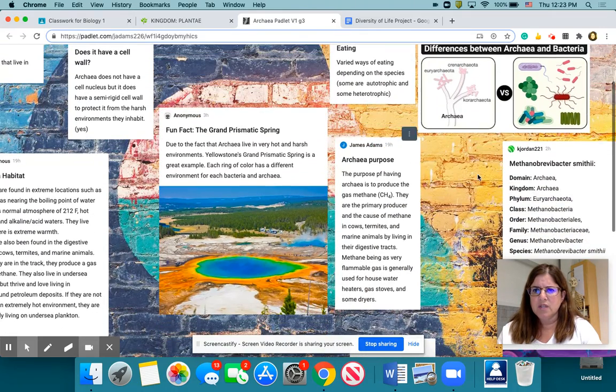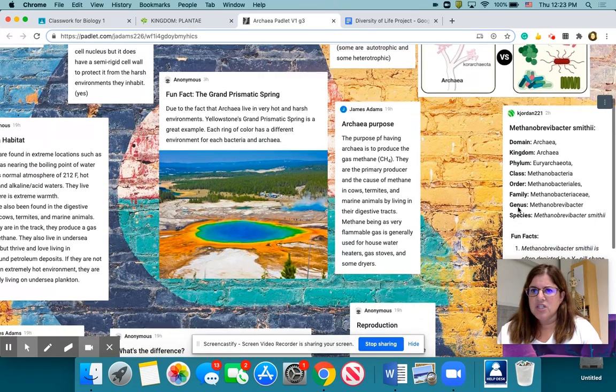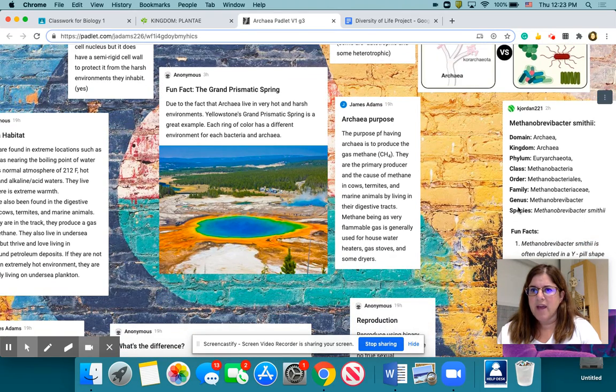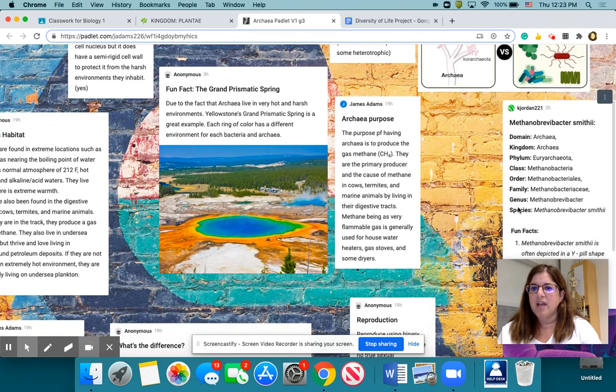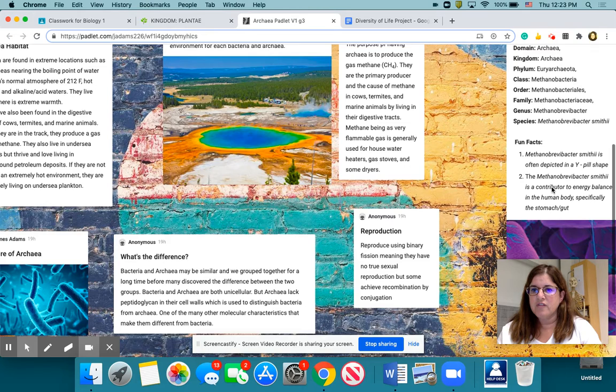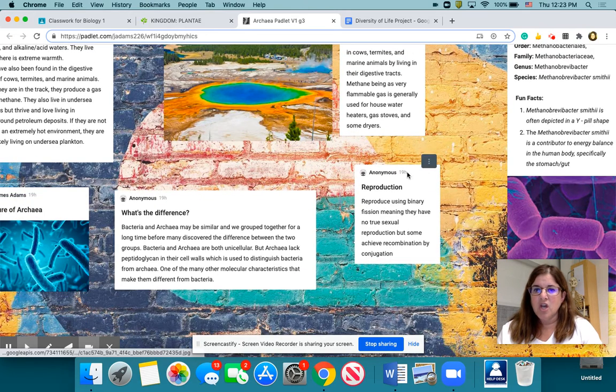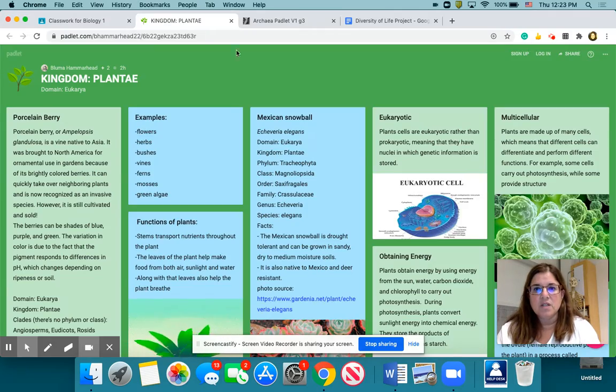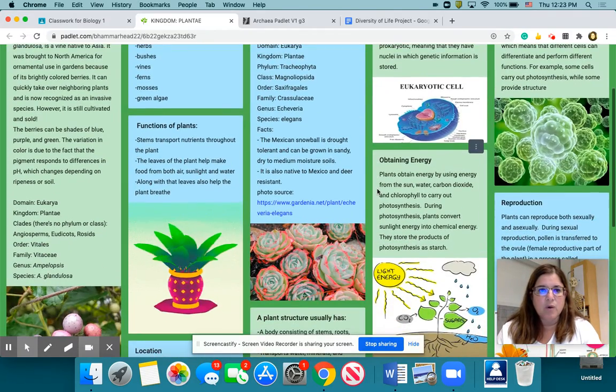what they posted. Over here we have Kyra, and she picked Methanobrevibacter smithii. And here you can see her classification, her binomial nomenclature, her fun fact, and her image. So they made a group Padlet, and then each student was responsible for individually picking a specific organism and telling us a little bit more about it.